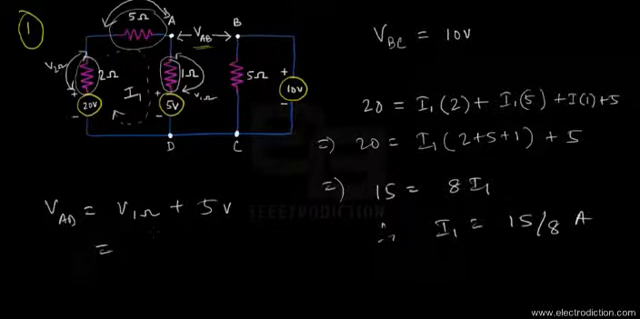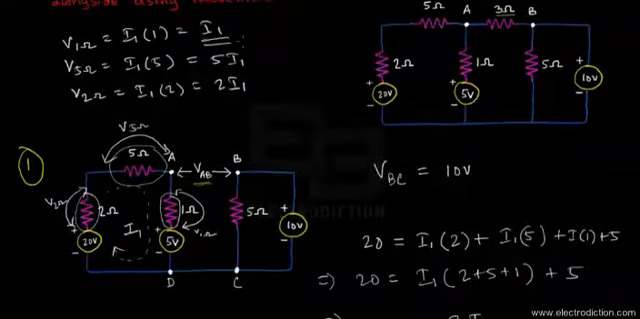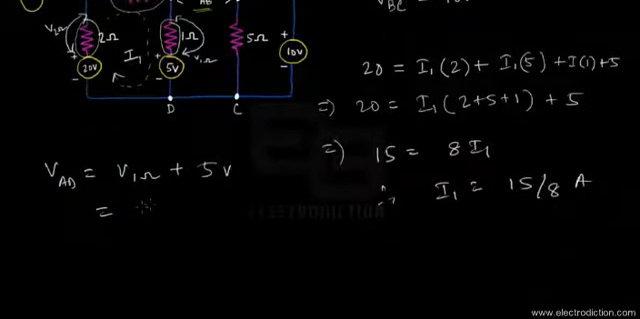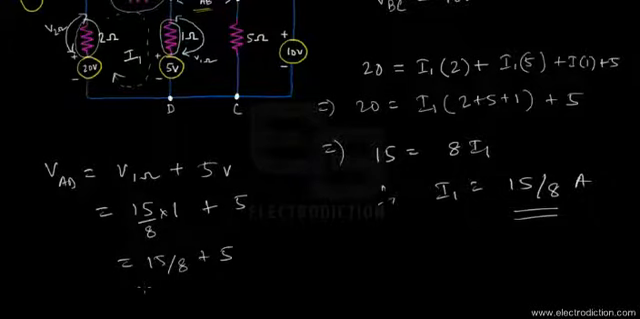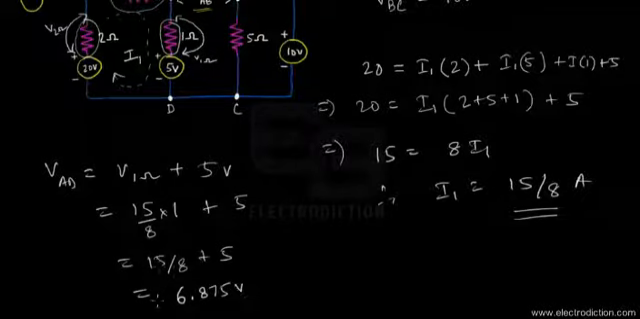If we go forward and add it together, V1 ohms is equal to I1. That's I1 volts, obviously. And the value of I1 is, as you can see over here, 15 by 8 amps. So if you put it over there, 15 by 8 amps multiplied by 1 ohm, plus 5 volts, we're going to get 15 by 8 volts plus 5. That would obviously give you a result of approximately 6.875 volts, as you can see.